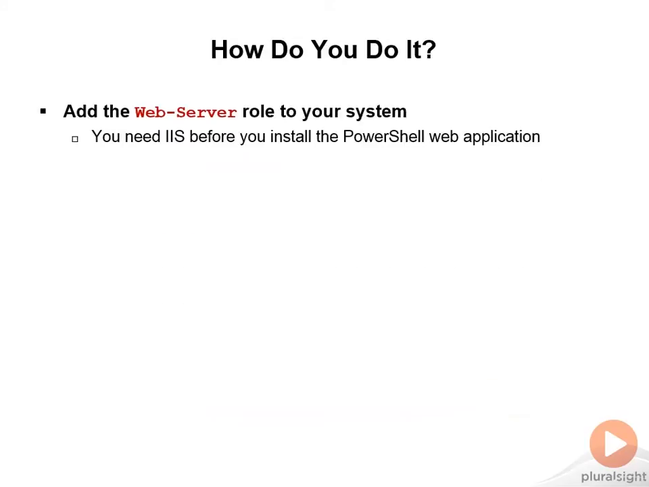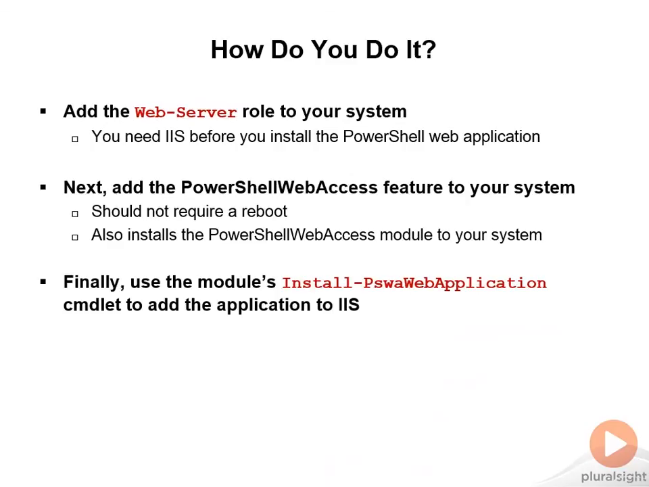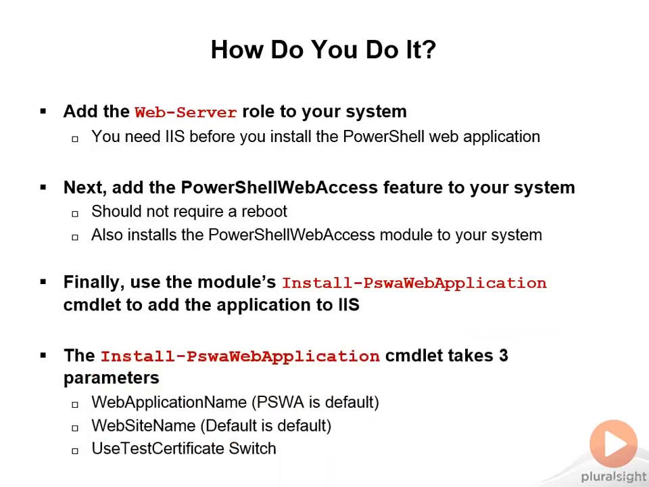Well, at a detailed level, the first thing you do is you have to add the web server role to your system. You need IIS before you can install the PowerShell Web Access. Now, once you've done that, you can add the PowerShell Web Access feature to your system. Shouldn't require a reboot, and installs the access. Also installs a PowerShell Web Access module onto your system. And finally, what you want to do is use that module's Install-PswaWebApplication command to add the application into IIS.